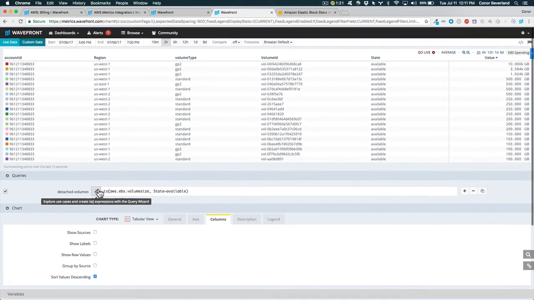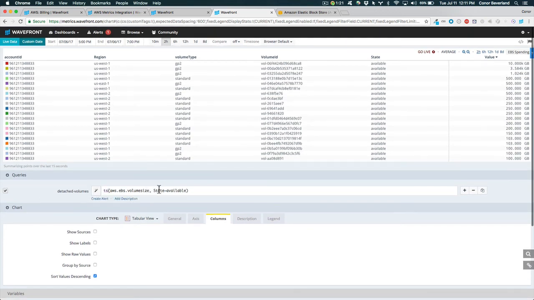Here I'm just looking at a table view in Wavefront of all of the detached volumes sorted by which ones are the biggest, which ones are costing us the most money. And I can see here the volume ID, the region that they're in, so I can easily go look these up in the AWS console and terminate them if they're not needed.